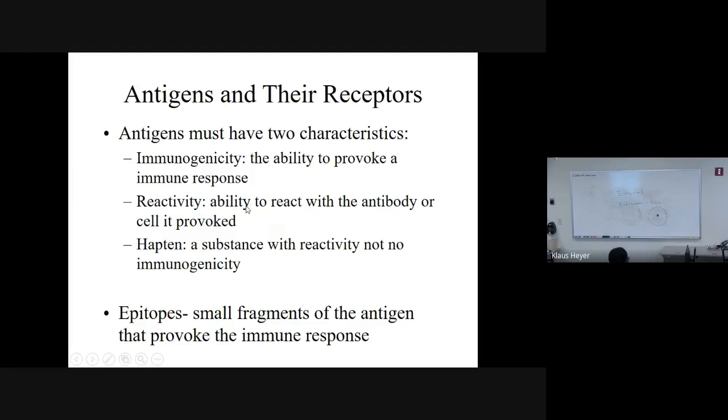So let's talk about antigens first. Antigens are the pieces of a pathogen.